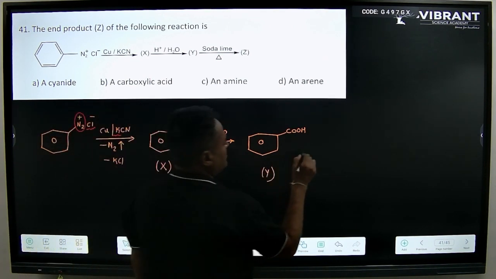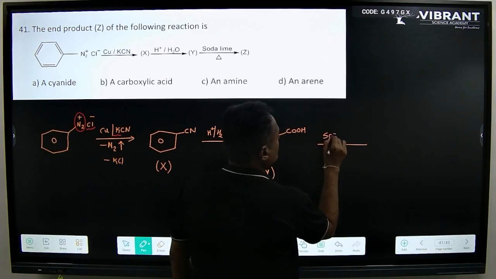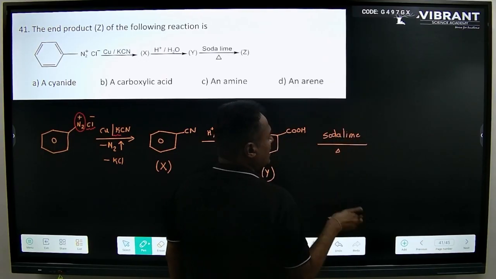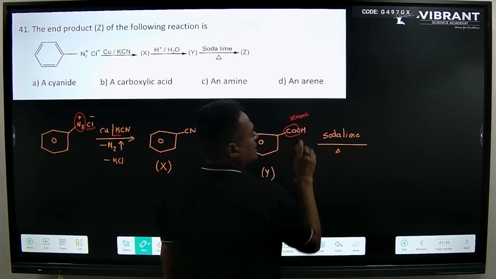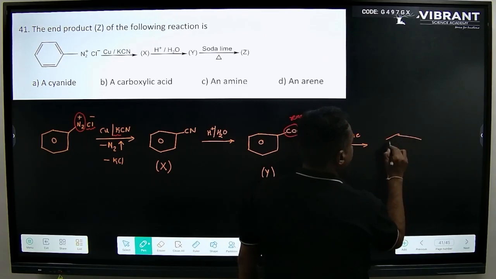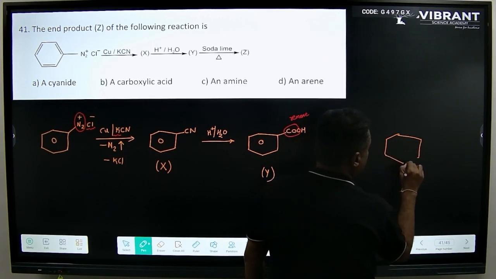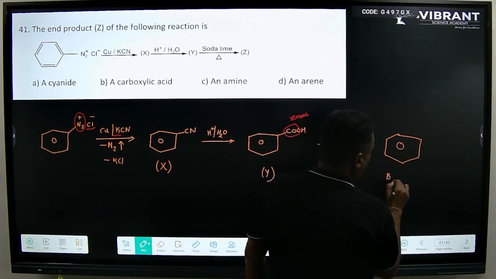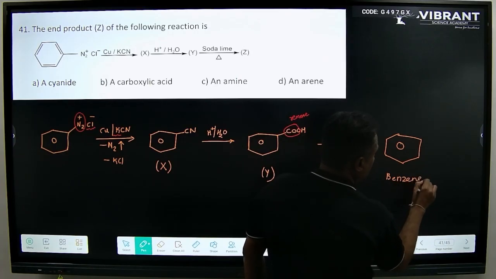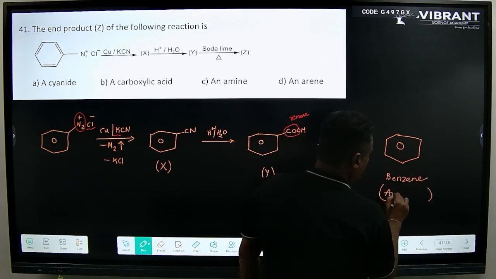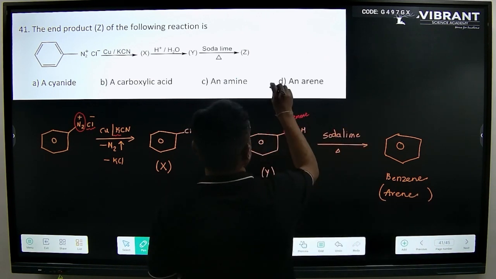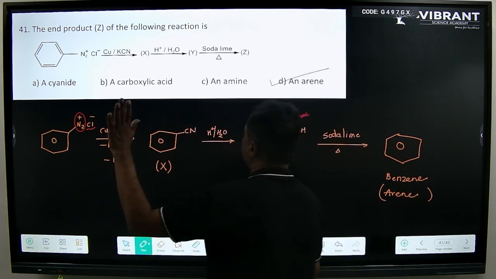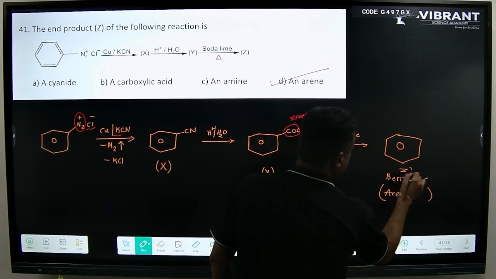Now, what is the last step? Last step is a treatment with soda lime. We all know soda lime is used for decarboxylation. So, what will happen? Your carbon dioxide would get removed from it, decarboxylation, and you will get benzene as the answer. So, this reaction can be used to prepare an aromatic compound called benzene, which is generally called arenes. So, I hope the correct answer in this case is very clear. It is an arene, the final answer, which is your product Z.